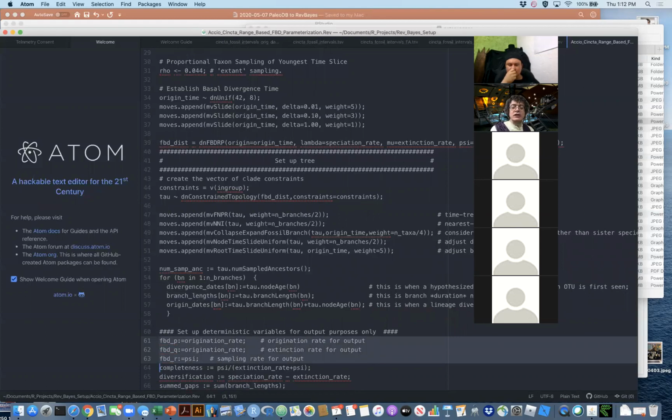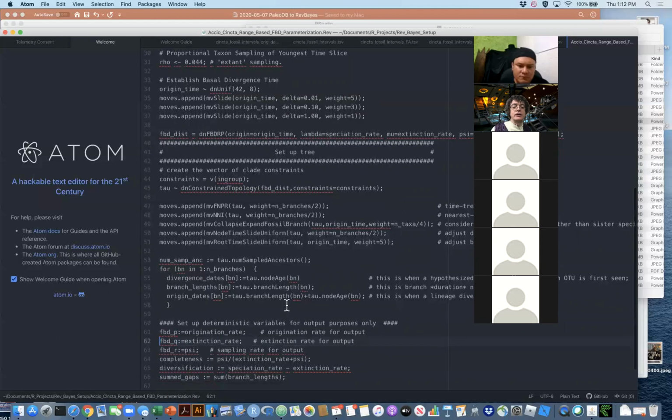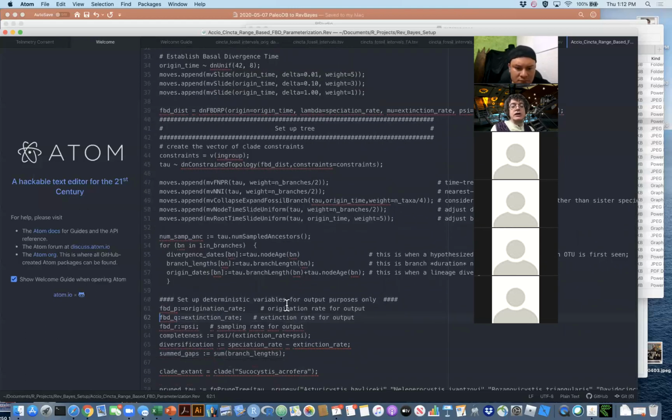So I just have an FBDP set to the origination rate. Oops. And that should say extinction rate. I better fix that. I just saw that. I'll have to go back to my R code and fix that. The FBDQ, it's not using it in the analysis, so it wouldn't matter, but that's the one that's going to flash up on the screen.